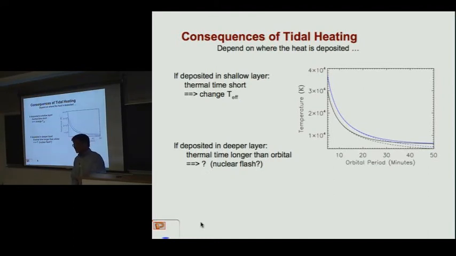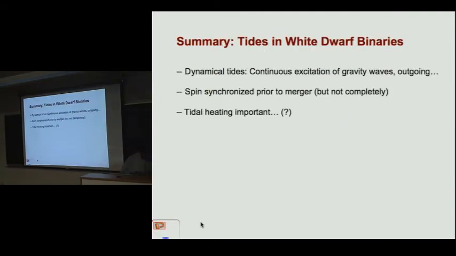Now for white dwarfs, it's clearly more important because it's much bigger, so the decay is slower. Optical decay is slower, right? That's why you can stay in the resonance for a longer time, whereas for the neutron star case, the optical decay is very fast. You don't stay at resonance for a long time. Let me just summarize this white dwarf story. The dynamical tides of a white dwarf binary involve continuous excitation of gravity waves, which are outgoing and eventually dissipated. We think this is the right way to think about this.